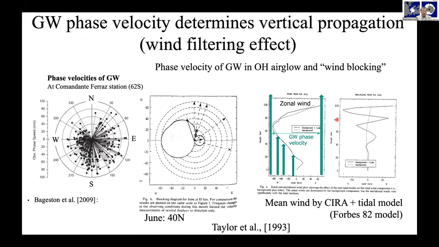The horizontal phase velocity of the gravity wave is studied by picking up gravity wave events like this. And the horizontal phase velocity is important because it determines the vertical propagation. By comparing with the background wind profile, we can estimate whether this wave is propagating throughout the atmosphere or hits the critical level, breaks, and releases horizontal momentum to the background wind.